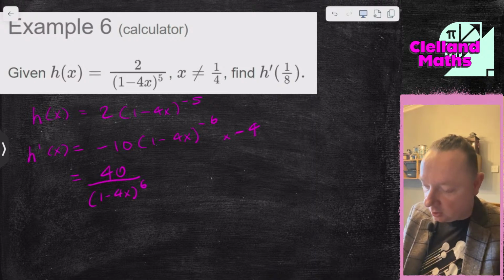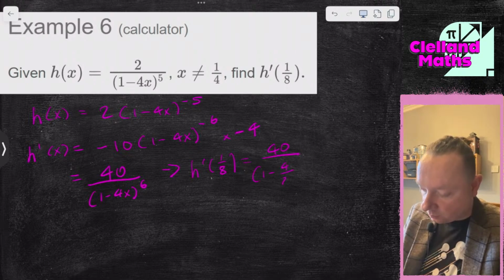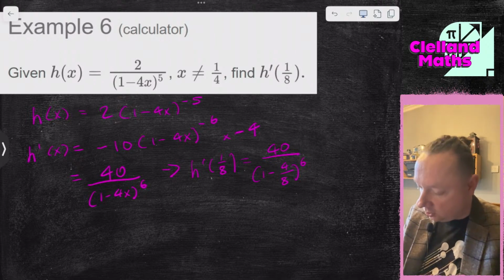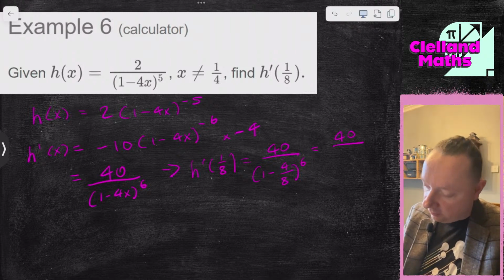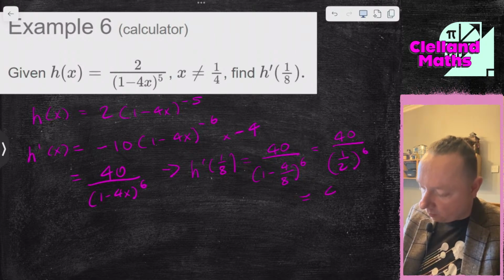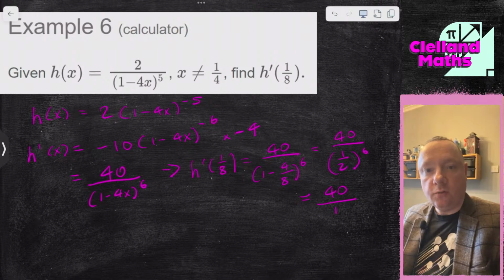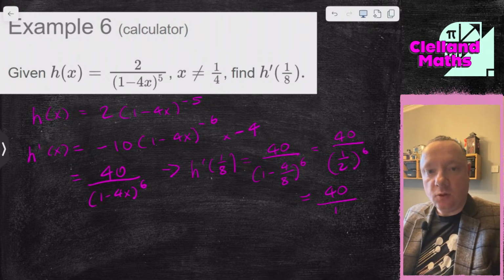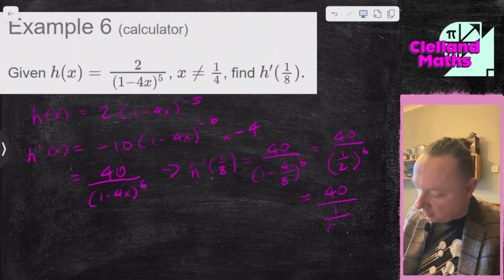Now this is a calculator question, so I'm going to do it with mostly calculator. h dash 1 over 8, 40 over 1 minus 4/8 to the 6th. Let's go. 4/8 is a half, to the 6th. Well, what's a half to the 6th? That's going to be 1 over 2 2s is 4, times 2 is 8, times 2 is 16, times 2 is 32, times 2 is 64. Times by the reciprocal, so that's just going to be 40 times 64 over 1.